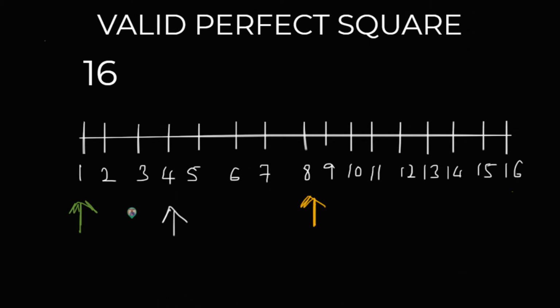And we do the same thing. We multiply 4 by itself to see whether the answer is equal to 16. In this case, it is. So it means that 16 is a valid perfect square.